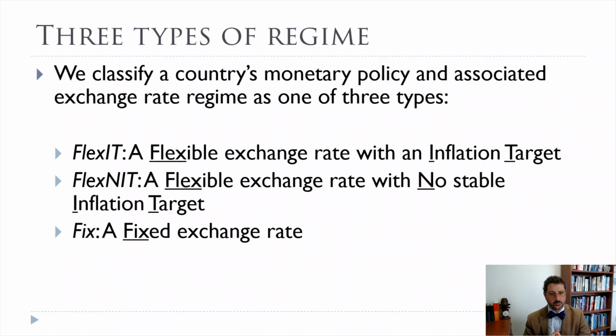FlexNit, which is a flexible exchange rate with no stable inflation targeting. And this is the one that's dangerous, because without stable inflation targeting, there's the danger that you end up with higher and higher inflation and potentially hyperinflation. And then a fixed exchange rate, which is called FIX, which, as we said, just fixes the exchange rate between two currencies, or sometimes for a whole basket of currencies. You might take a weighted average of the currencies and say, our currency is going to be worth that much compared to those currencies.